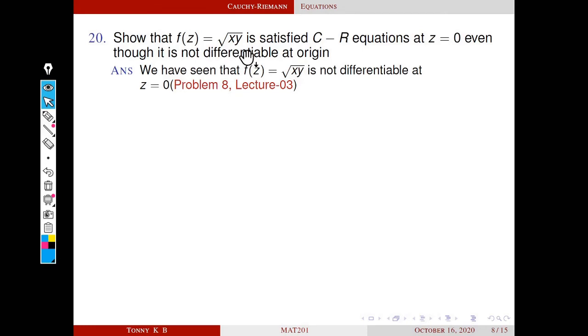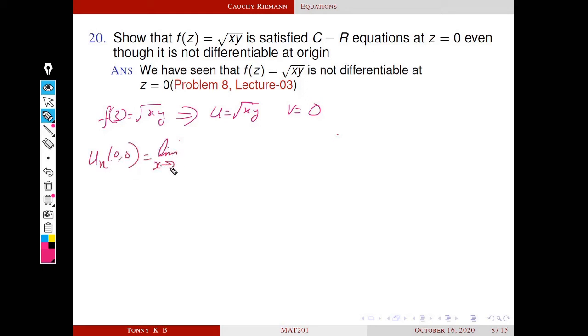So now we are going to verify that this function satisfies the CR equations at the origin. To verify the CR equations, we have to find the real and imaginary parts of this function. So this function has no imaginary part. That means u equal to square root of xy and v equal to 0. So we have to evaluate the partial derivatives at 0. Okay, what is u_x at (0,0)? By definition, this is equal to the limit as x tends to 0 of u(x,0) minus u(0,0) by x minus 0.